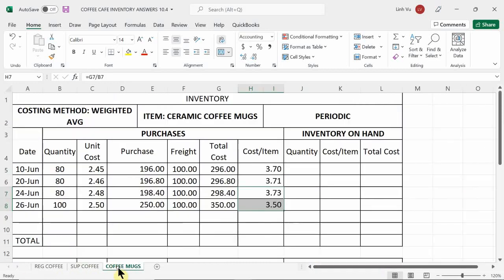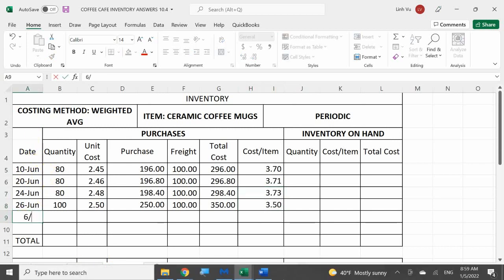Last thing that we need to do is going to be updating our inventory worksheet here, because once again, this is dealing with just strictly purchases. Okay, so here we bought 100 mugs at $2.51 each, giving us a grand total of $251 plus $100 freight, gave us a total of $351, which brought our cost per item to be $3.51. Okay.